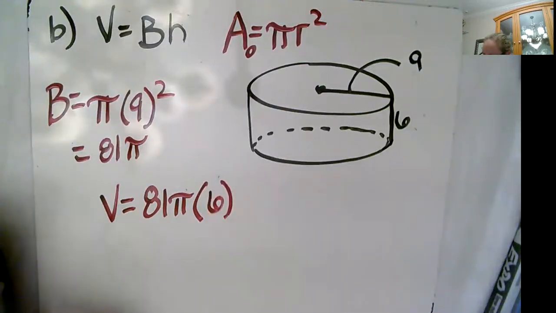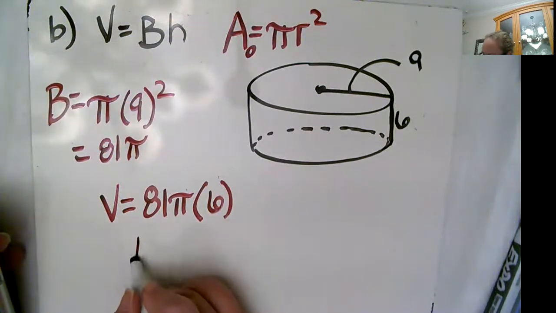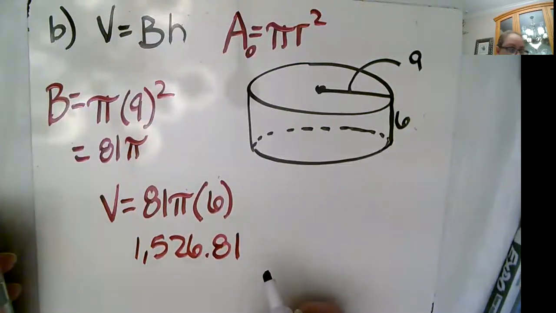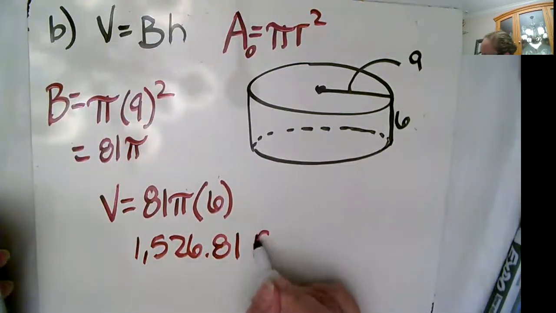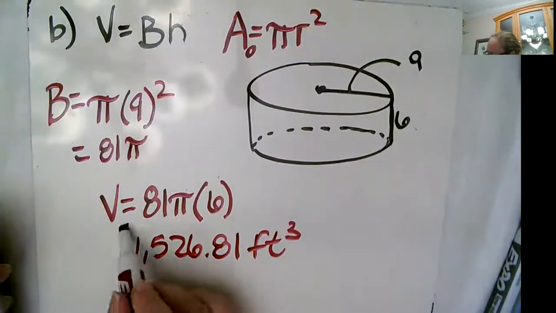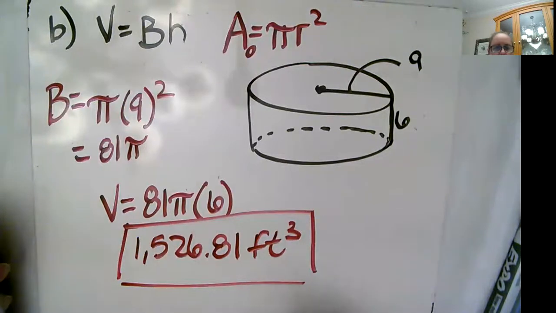So now we're gonna multiply everything. 81 times 6 times pi equals 1,526.81. What's the unit? Feet. Cubic feet. How did they do it? Yep, just like that. They rounded to the 100th place. So that's the second part of example 2.